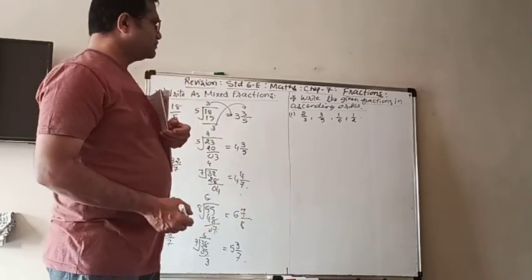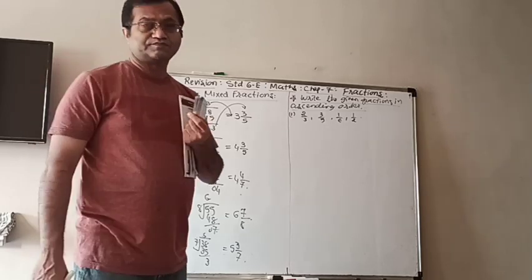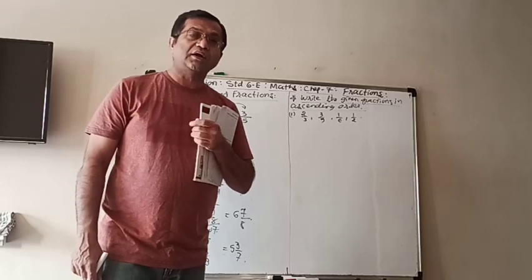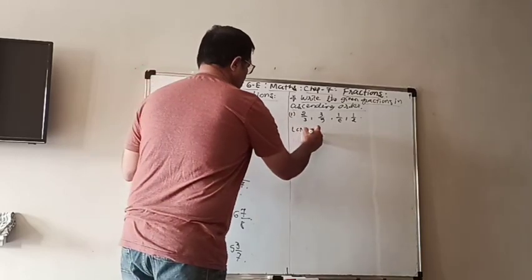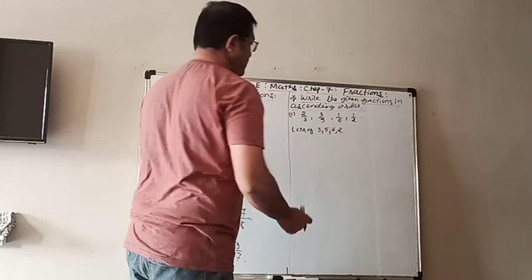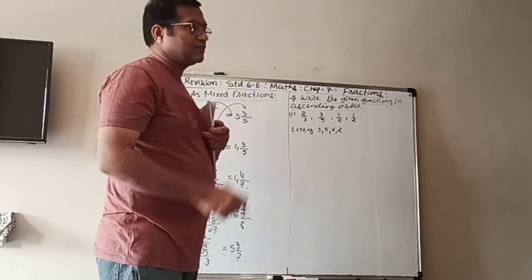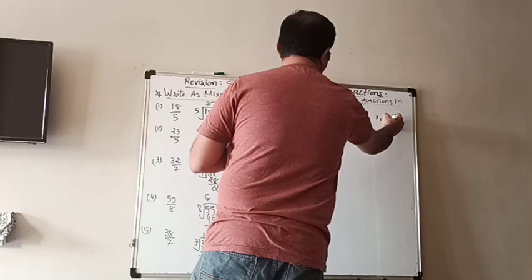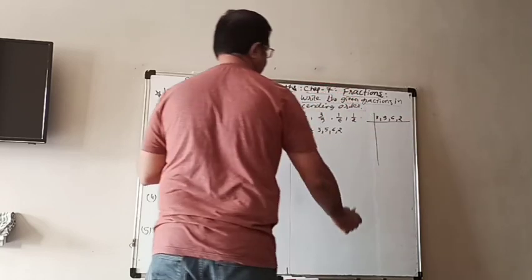So now the denominators are 3, 5, 6 and 2. So we have to first find the LCM of all the denominators. So LCM of 3, 5, 6 and 2. If you are clever enough, you can do it yourself in the mind also, but otherwise you have to do it like that: 3, 5, 6 and 2.